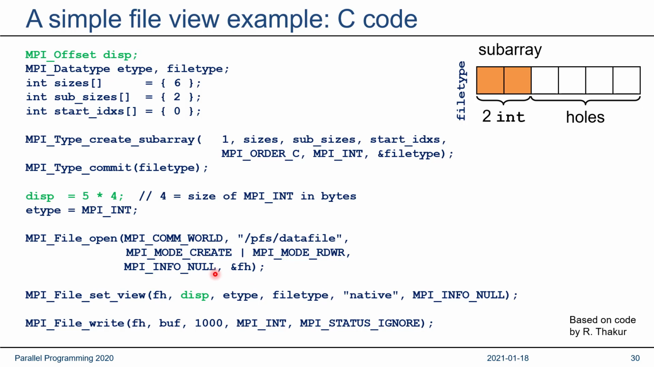The info object is not specified, so we need to say MPI info null, and this is our file handle. So this is how we open the file. After the file is opened, we can set the view using MPI file set view, the displacement, the e-type, and that's most important, the file type that we created here using MPI type create subarray. The representation in this case is native. And then later we can write to this file, and we'll come to that in a minute.